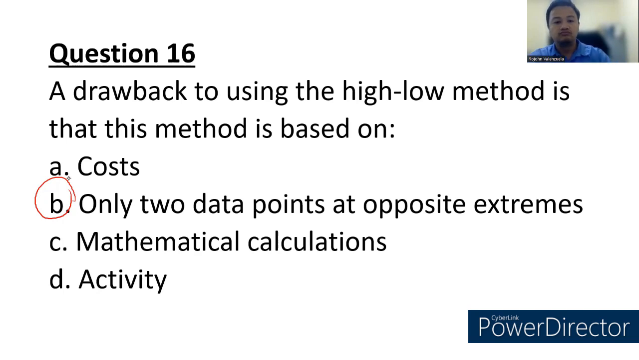So, hindi niya ina-account yung variations. So, yung relationship between the cost and the activity is linear. So, hindi niya tinitingnan yung variations or fluctuations between the 2 points. Kaya naman minsan inaccurate yung cost estimations. Pag halimbawa yung relationship ay hindi talaga linear.